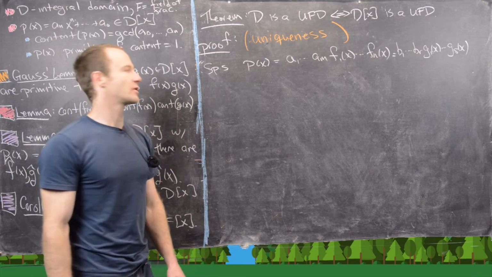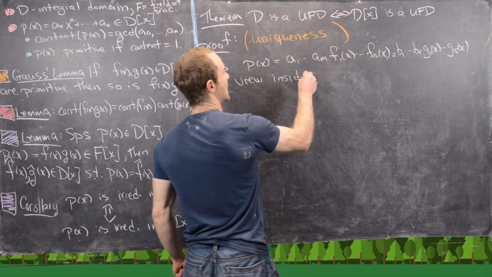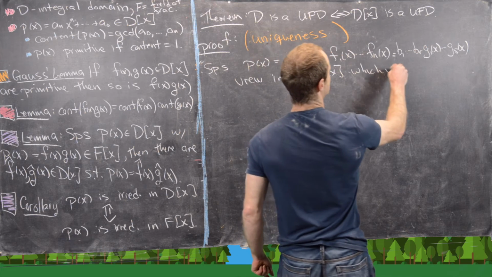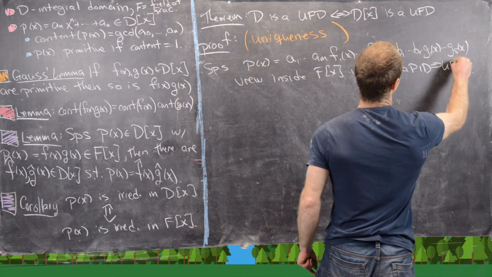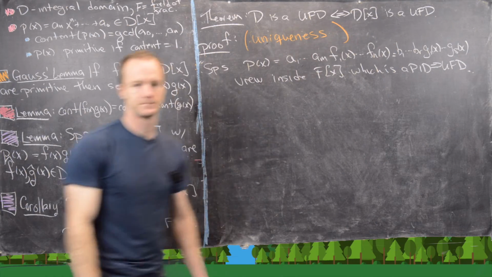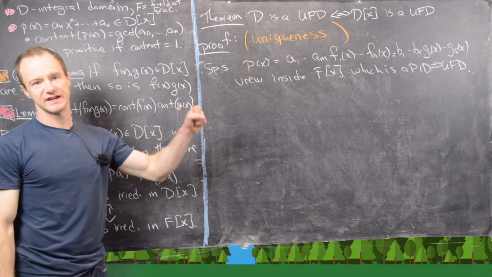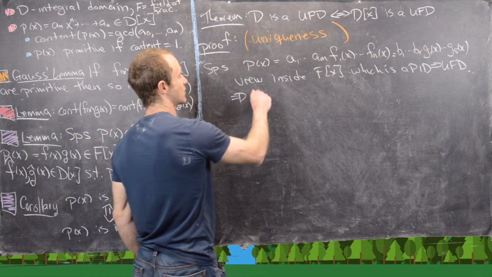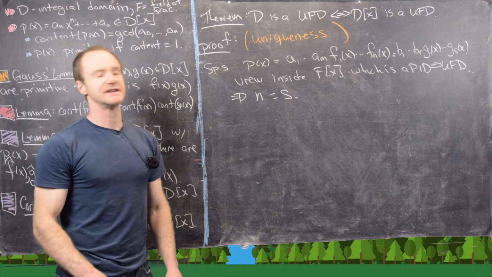So the next thing that we're going to do is view this all inside of F adjoin x, which is a PID, and that implies it's a UFD from before. So that means if we're factoring inside F adjoin x, which is a UFD, we must have the same number of polynomials. In other words, n has to be equal to s. They're all associates to each other.